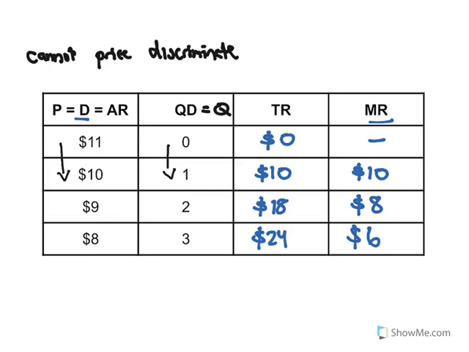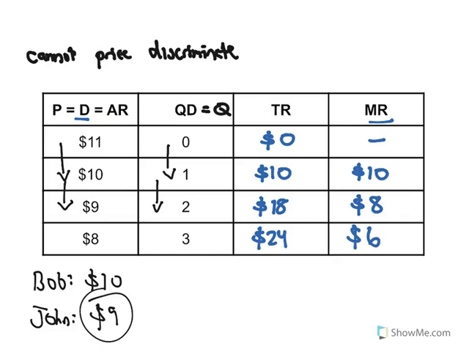Well, now think about this. If I wanted to lower the price, if I wanted to sell the second unit, I have to lower the price to $9, not just on that second unit, but also on the first unit, right? It'd be the idea if I sell one unit to Bob, and Bob is willing to pay $10, but John is only willing to pay $9. So how much am I going to sell each unit for? Well, the answer is $9.